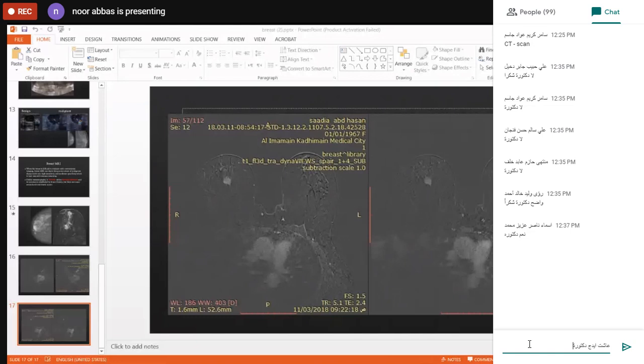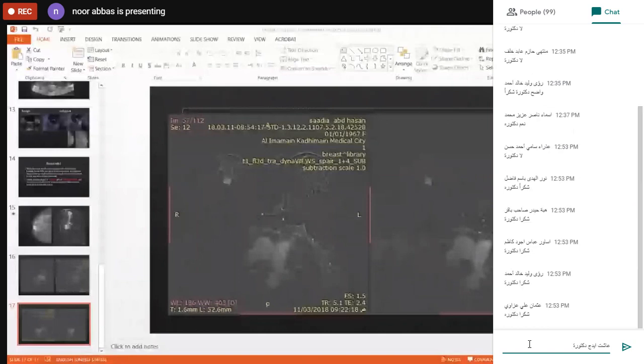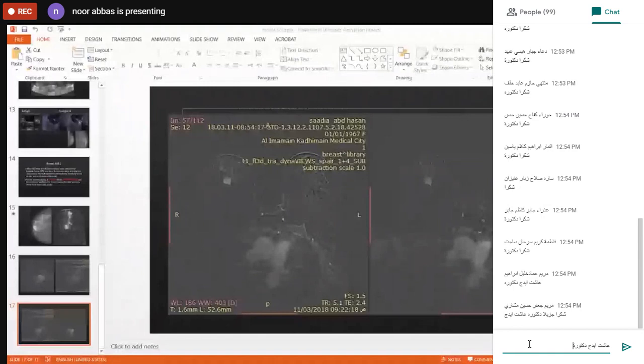Fibrocystic change. Fibrocystic disease is a diffuse benign breast condition that is associated with altered breast texture with multiple small simple cysts in the breast. Fibrocystic disease is benign, but it is a painful condition, hormonally related. The patient usually does not need intervention, does not need biopsy, just symptomatic measures.